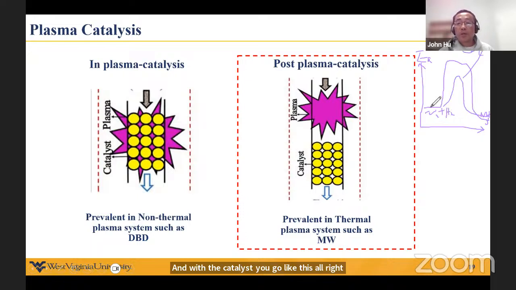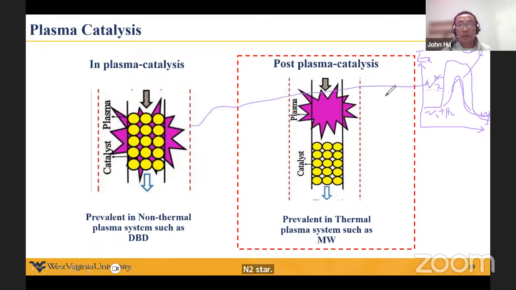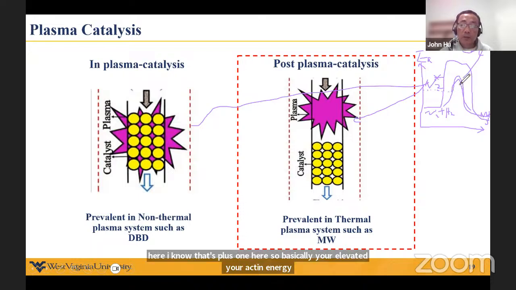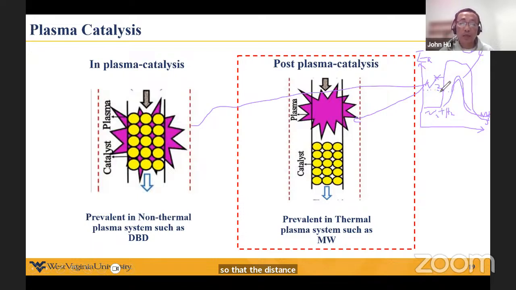Okay? Now, with the plasma, it's actually different. With the plasma and catalyst, you follow this. And then you begin with N2 star. That's the plasma in here. So basically, you elevate your reactant energy so that the distance to overcome the activation energy drops, because you pre-activate it, all right?